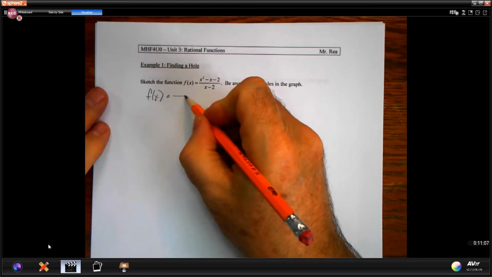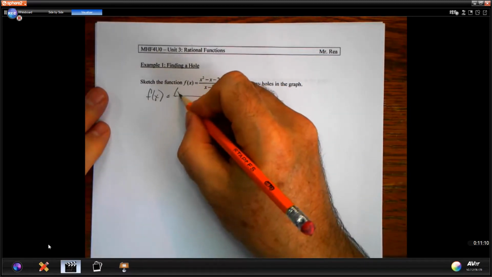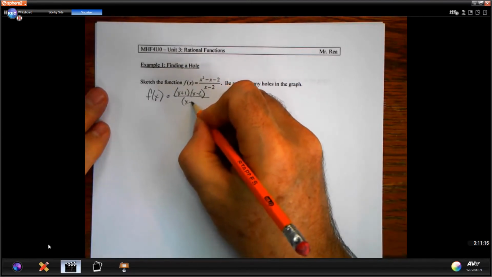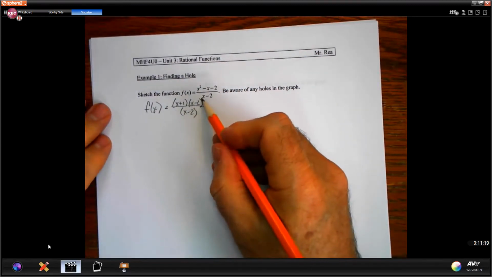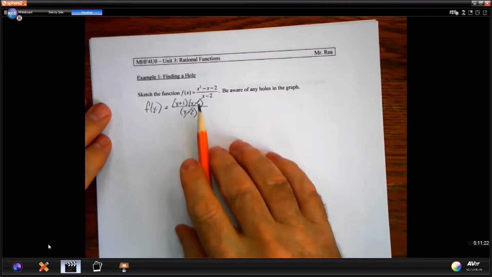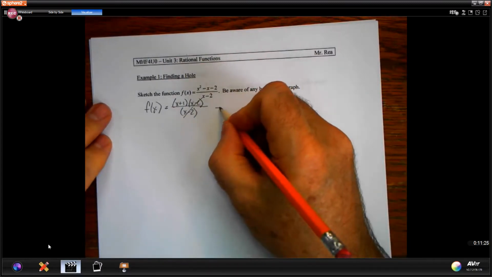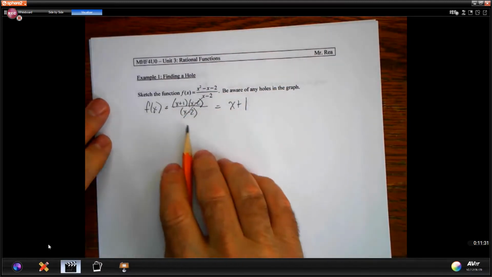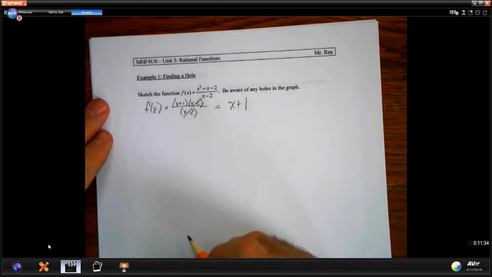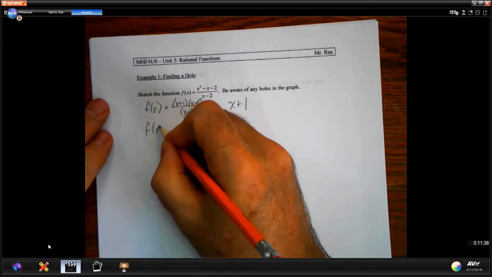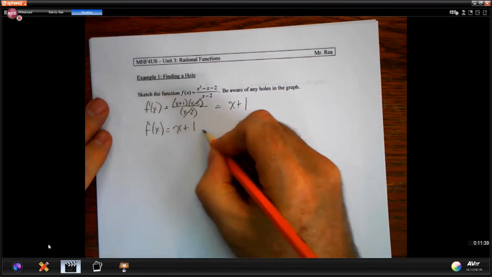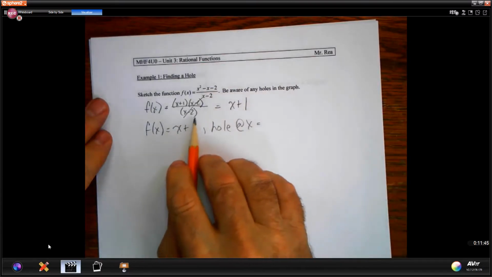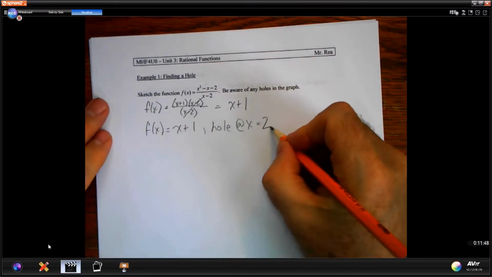So the top I can factor into x plus 1, x minus 2, and the bottom is just x minus 2, and lo and behold, we have the same factor on the top and the bottom, which means that is going to create a hole. So when I simplify this, when I cancel, x plus 1 is our resulting linear equation for f of x. So I can say f of x equals x plus 1, and I have a hole at x equals, so if I set that factor to 0, I get x equals 2 is where the hole is going to be.